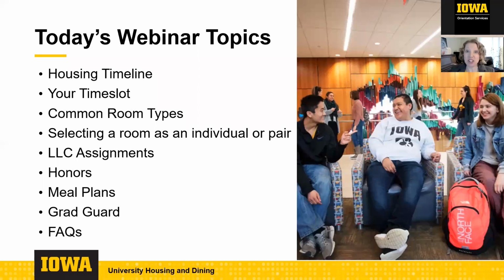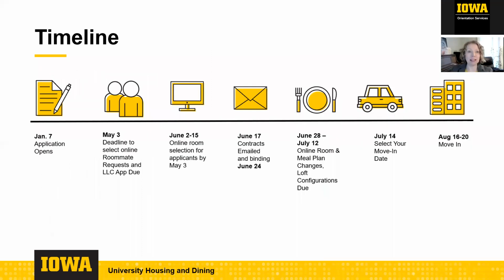So to jump in quickly, thinking about our timeline, on January 7th, the housing application opened. The deadline to participate in selection, request a roommate, or apply to join a living learning community was May 3rd. Online room selection will take place for those people who applied by May 3rd between June 2nd and June 15th. So it will be a busy 2 weeks in our housing office shortly.